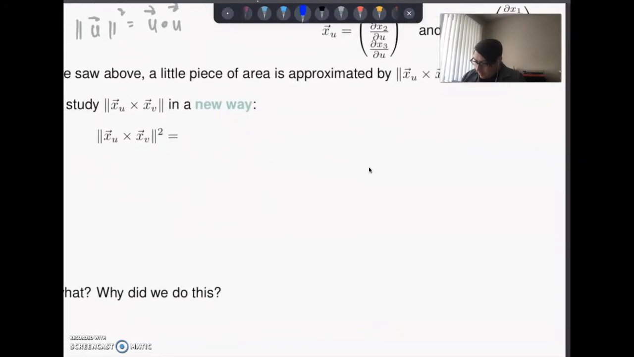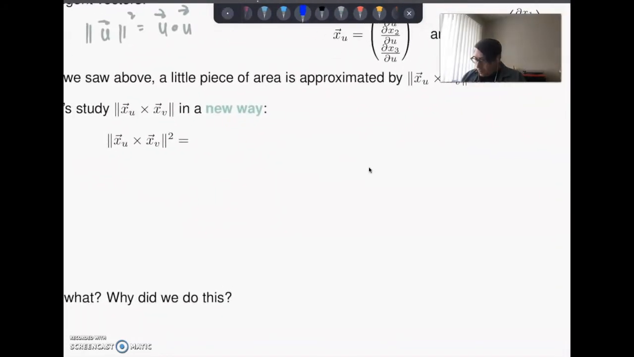Let me zoom in a bit. So I want to compute the cross product of xu cross xv and the square of this. Let me do it by first noticing that I'm going to write this as xu times xv. So this is the length of the vector xu times the length of the vector xv sine of theta. This is a formula that I hope you remember from vector calculus.